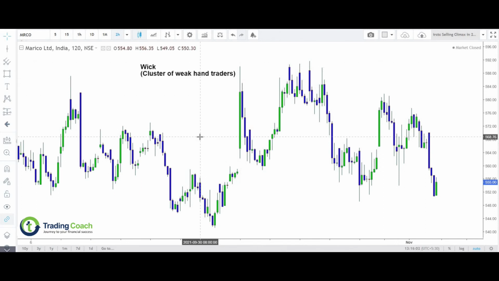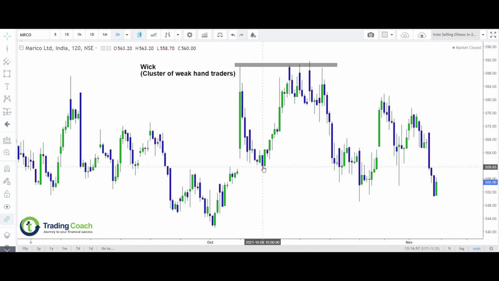Just like in the previous example, this particular wick is nothing but a cluster of weak hand traders. All the weak players who have taken long positions, just like retail traders, uninformed traders, all of them have completely got trapped in this particular wick. Right after this wick, you can notice the price has actually fallen down, right? Once this upper wick has formed in the price action, the market has fallen down. We can clearly notice that.